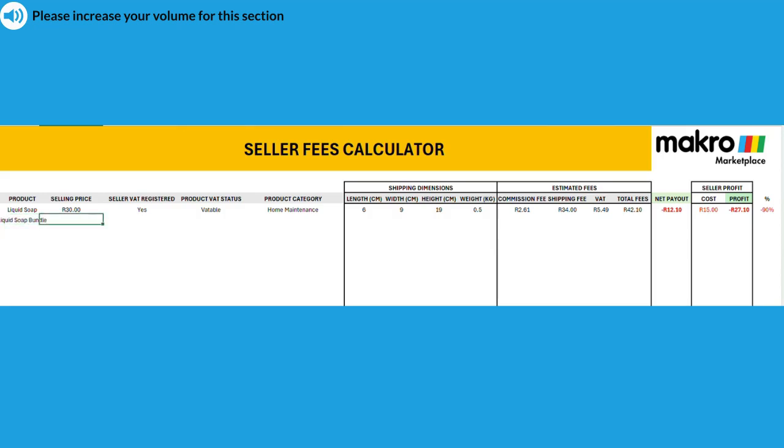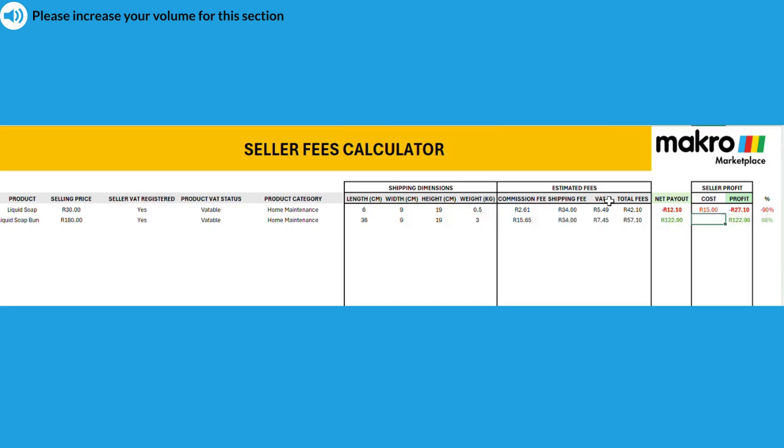If we're going to sell a liquid soap bundle, say a bundle of 6, so we're going to sell 6 units, we're going to have a selling price of 180. Now, in terms of the shipping dimensions, if you're putting 6 units of liquid soap, call it Sunlight liquid, and stacking it in a row, the length may increase by 6 times, but the width would be the same and the height would be the same, and the weight would just be 6 times, so it would be 3 kgs.